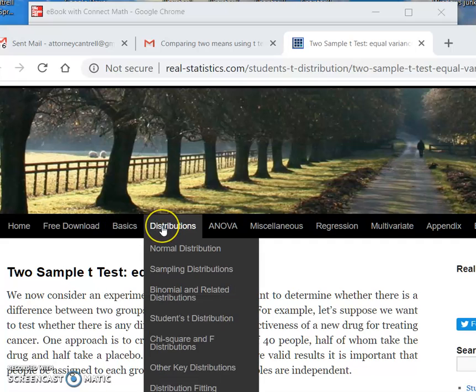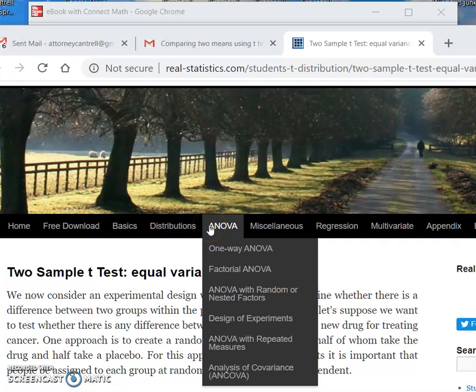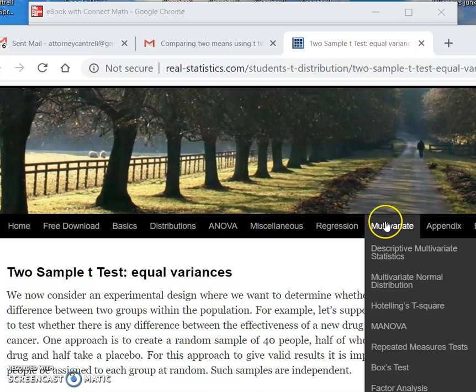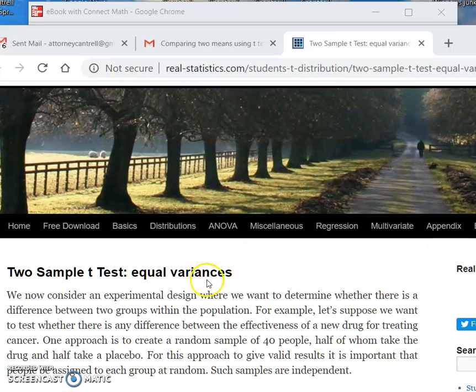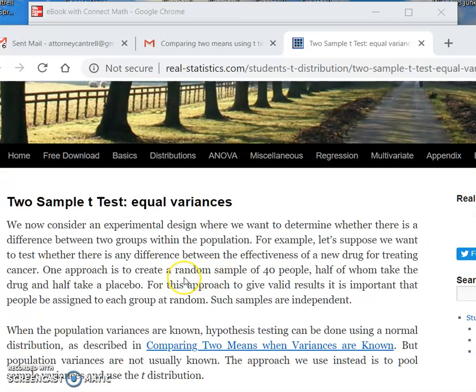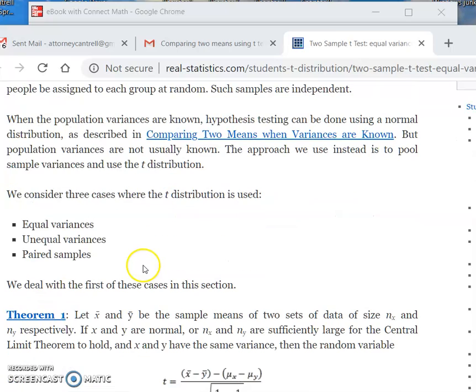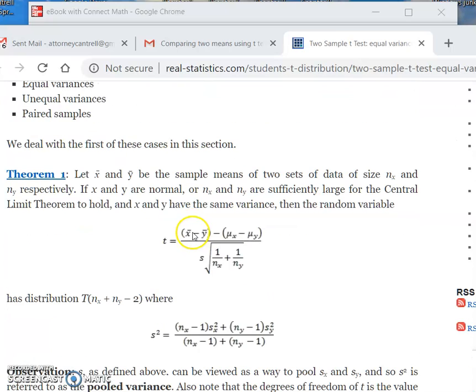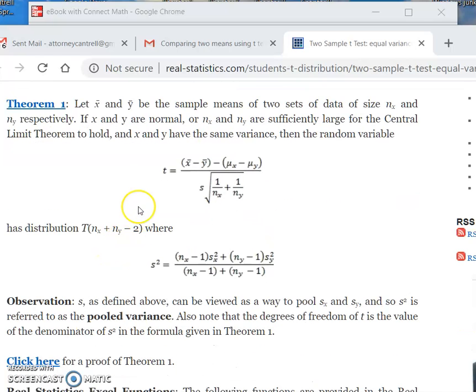Okay, it's talking about distributions. This is analysis of variance. We're going to cover that very briefly at the end of the term. Okay, here's regression. Here's multivariate. All kinds of good stuff in here. So here's about the sample t-test. Okay. And then if you have equal variances, so here we go. This is the formula if you have the same variance. So there's a different formula. Okay. That's the only point I'm trying to make.